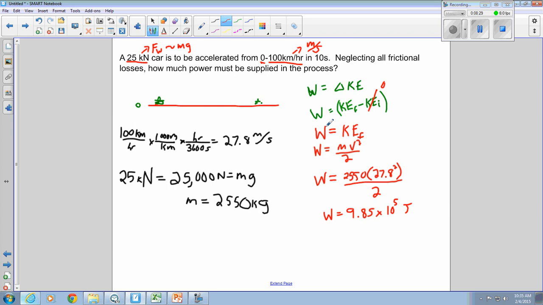And we plug that into our power equation. Power is equal to work over time, or work per unit of time. So we plug in 9.85 times 10 to the 5th for work. Our time is 10 seconds, and therefore power is equal to 9.85 times 10 to the 4th watts, which is equivalent to 98.5 kilowatts.